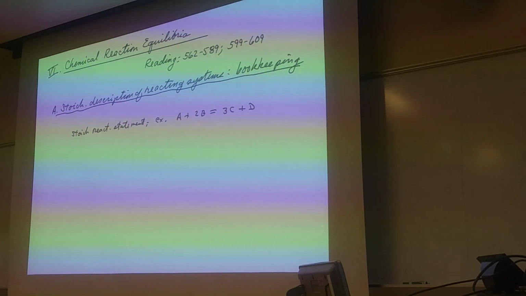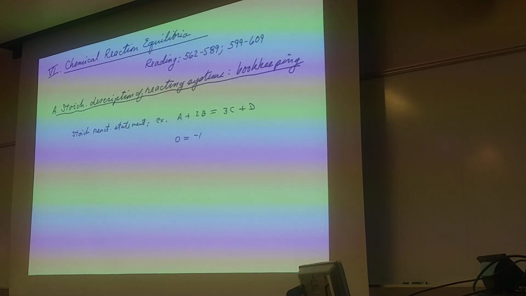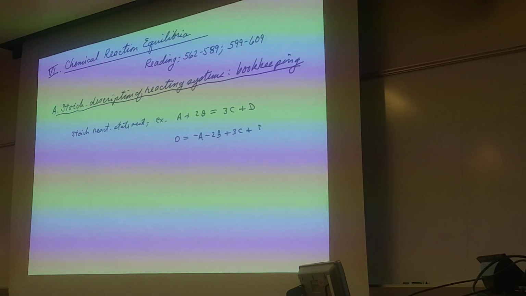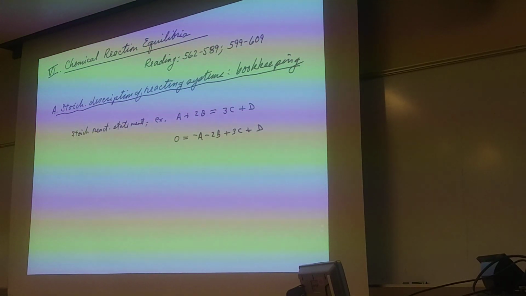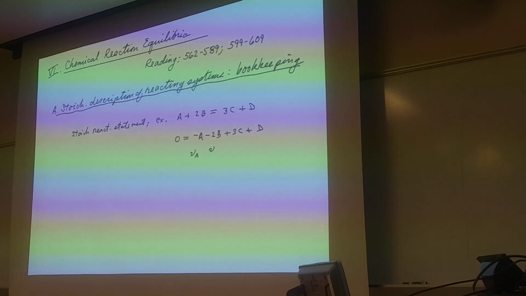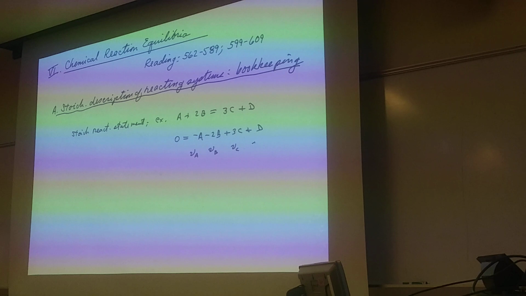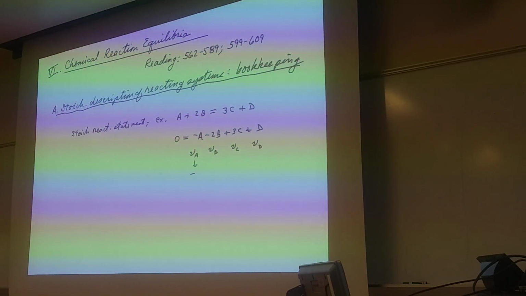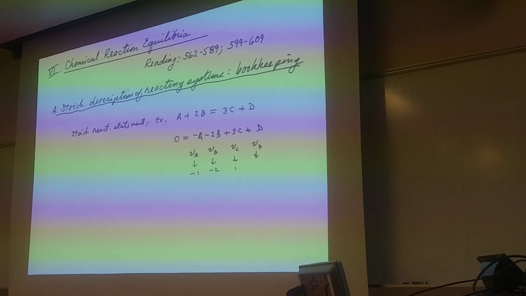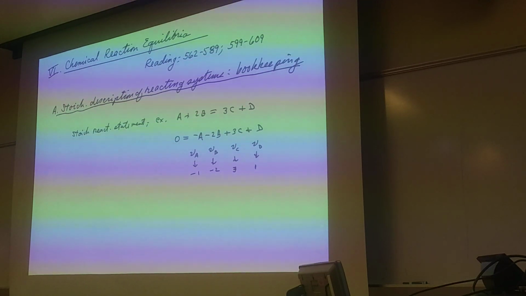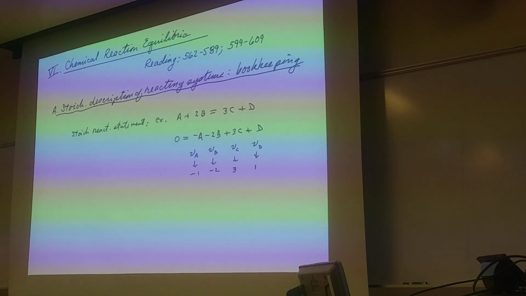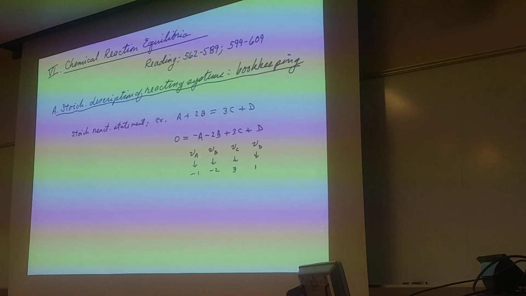We could have written this, taking everything over to one side, as minus A minus 2B plus 3C plus D. And that helps us identify the coefficients out in front of these species labels. We call that nu A, this would be nu B, nu C, and nu D. So nu A is -1, nu B is -2, nu C is 3, and nu D is 1. So these are the stoichiometric coefficients. And by convention, they are taken as negative for reactants and positive for products.